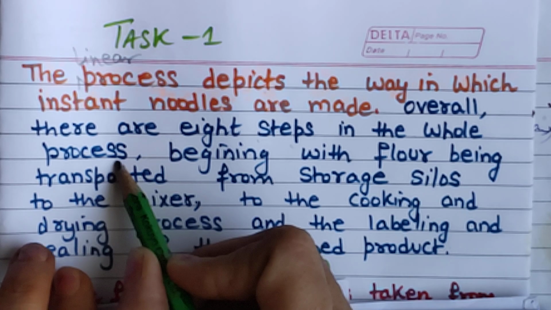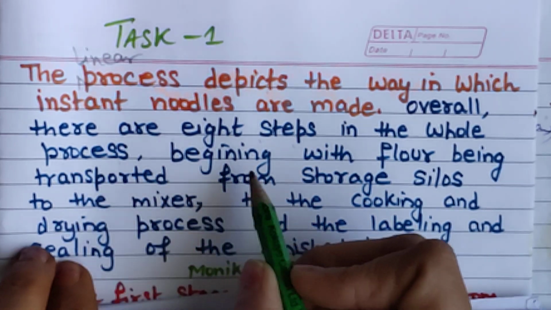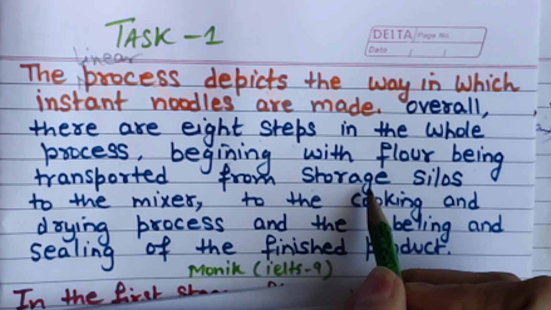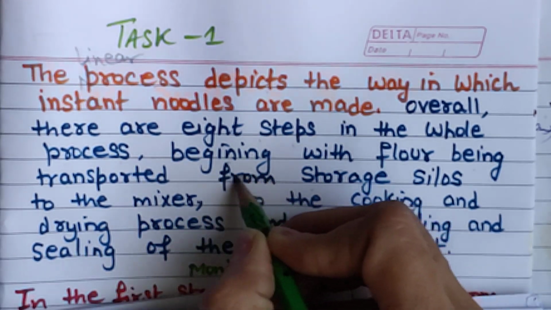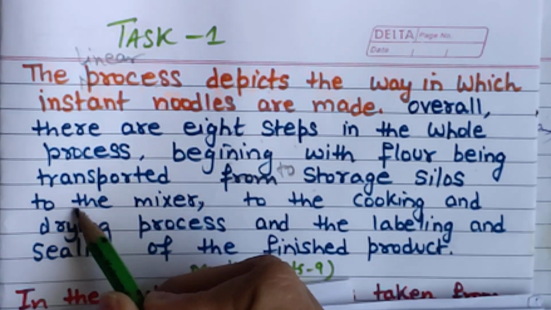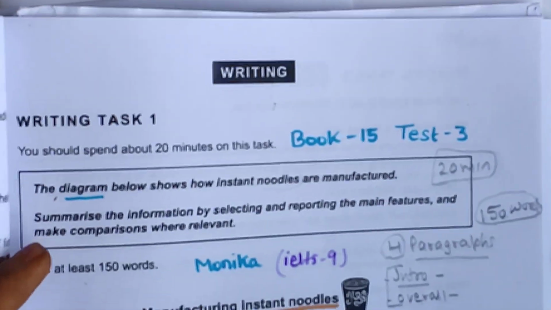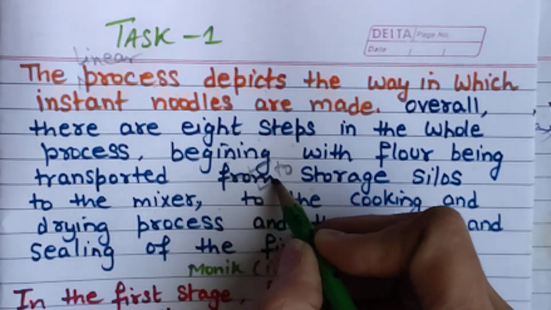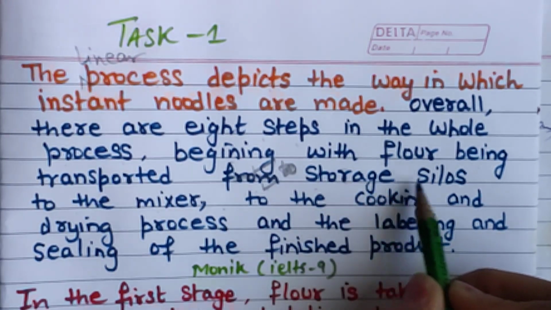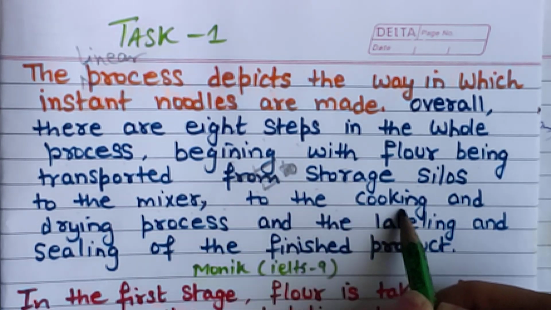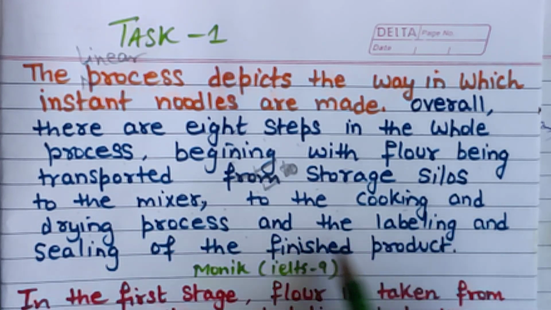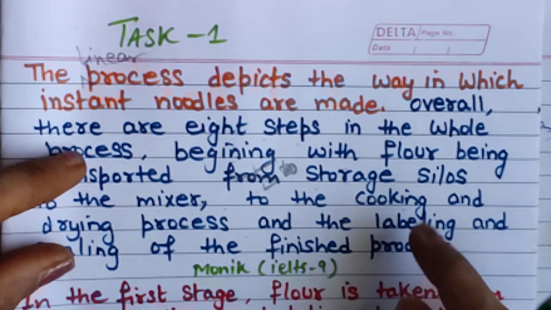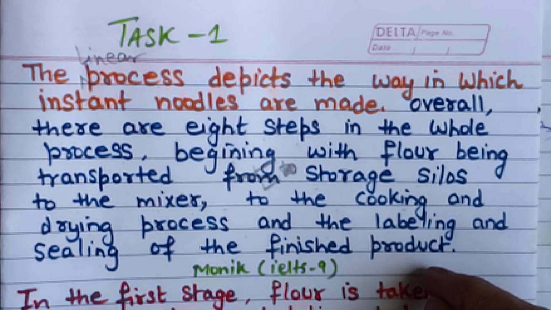Okay, in the whole linear process, again you can use the word, beginning with flour being transported to the storage silos, to the mixture. So I was right, no, it is not wrong. Storage silos to the mixture, to the cooking and drying process, and the labeling and sealing of the finished product. So this is the overall paragraph, and this is the introduction.